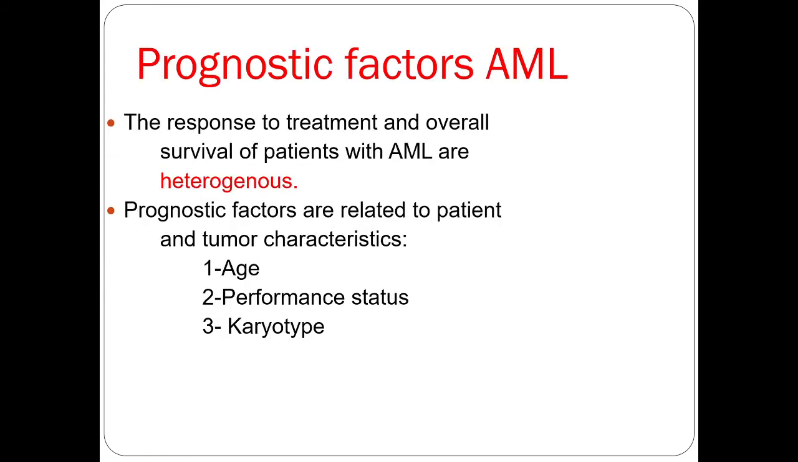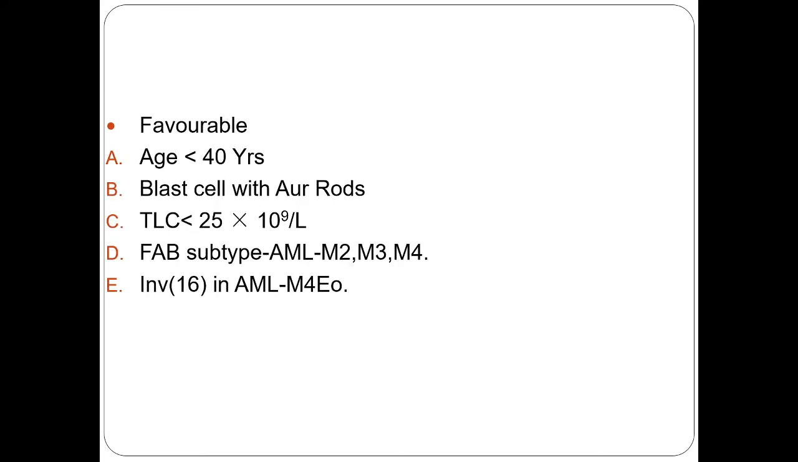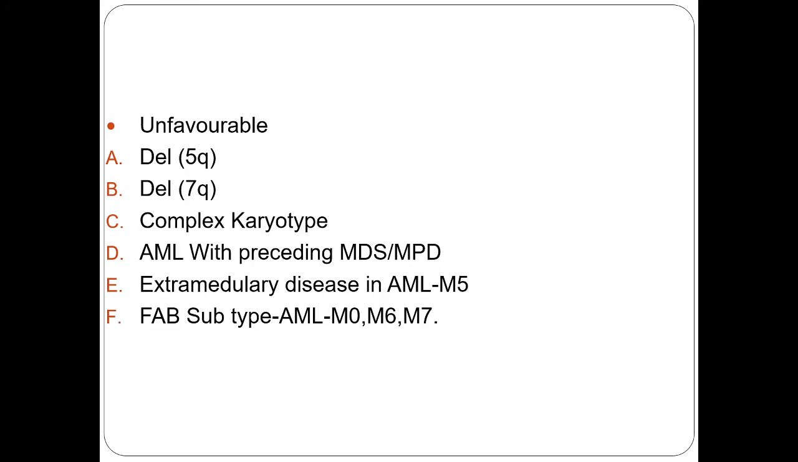Prognostic factor for the AML, response to the treatment and overall survival of the patient with the AML are heterogeneous. The prognostic factor are related to the patient and tumor characteristics like age, performance status and karyotypes. Favorable in age less than 40, blast cell and Auer rods, TLC less than 20,000, FAB subtyping like M2, M3, M5 and inversion 16, AML M4 Eo.